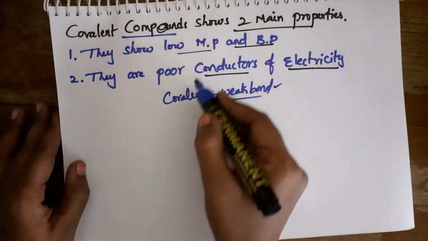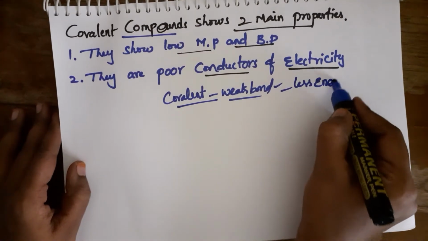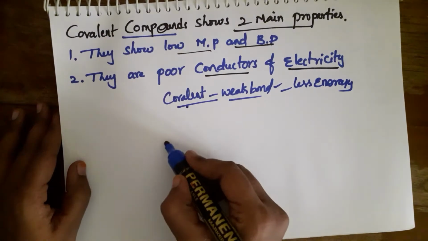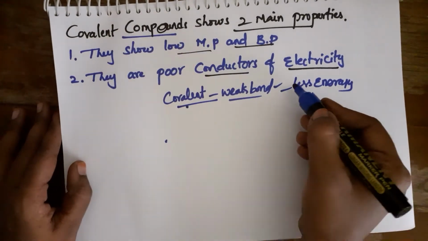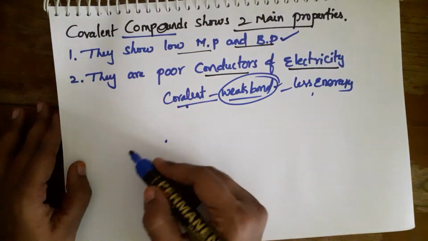In order to break the covalent bond, it requires less energy, right? To break the covalent bond, it requires less energy. Why? Because it has only a weak bond, okay. That's why it shows low melting and boiling point.